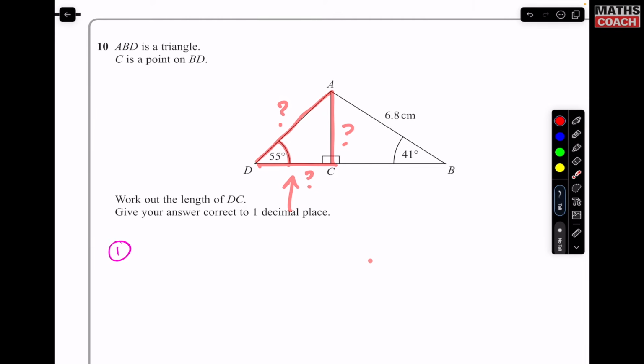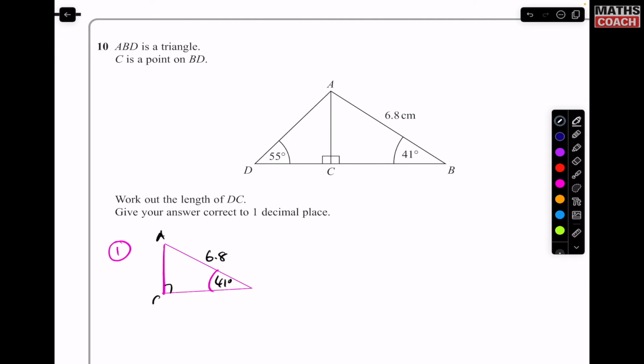I have no sides. So what I'm going to do here is use the other triangle and find at least that side, because this other triangle has the angle and has a side. So step number 1, I'm going to draw the other triangle right there. We know that this is 41, this is 6.8 centimeters, this is A, this is C, this is B. So we can find the side AC, or we can find CB. It doesn't actually matter, but this is more important because that is the side I need, and then I can use this triangle to find this side. So how do I find that?